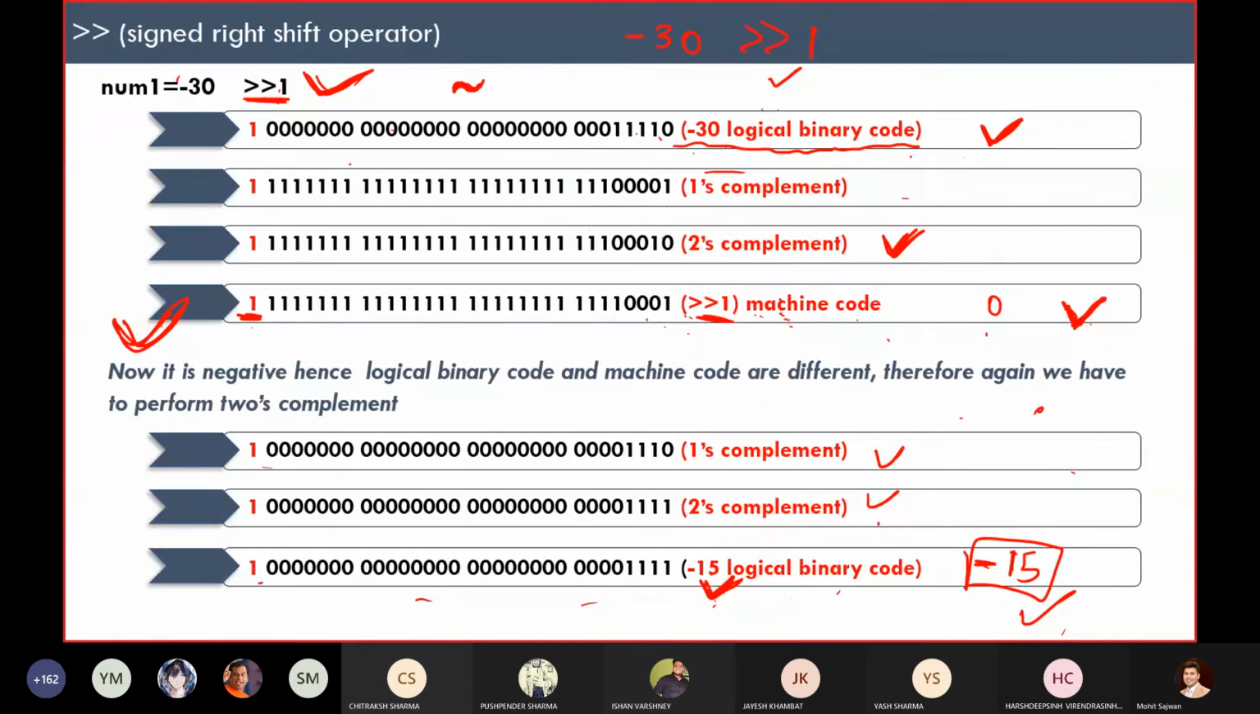Okay, like this. Excuse me, sir. Yes. So when actually we are shifting it to the right, there will be a blank bit in the most significant bit. Yeah, it's the same thing I'm telling you. I got your question.